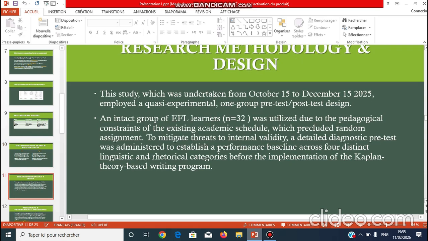Research methodology now and design. This study, which was undertaken from October 15th to December 15th, 2025, employed a quasi-experimental one-group pre-test post-test design. An intact group of EFL learners, number 32, was utilized due to the pedagogical constraints of the existing academic schedule, which precluded random assignment. To mitigate threats to internal validity, a detailed diagnostic pretest was administered to establish a performance baseline across four distinct linguistic and rhetorical categories before the implementation of the Kaplan theory based writing program.